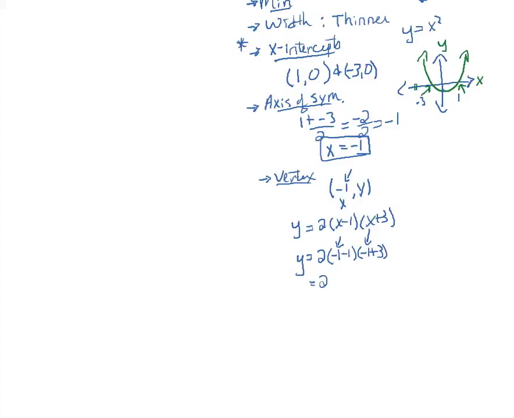Do inside your brackets first. -1 subtract 1 is -2. And -1 plus 3 is a +2. 2 times 2 is 4, times 2 again is 8. Don't forget there's a negative. So your y value is -8. So for our vertex, we will have a value of (-1, -8). And that should be in brackets.